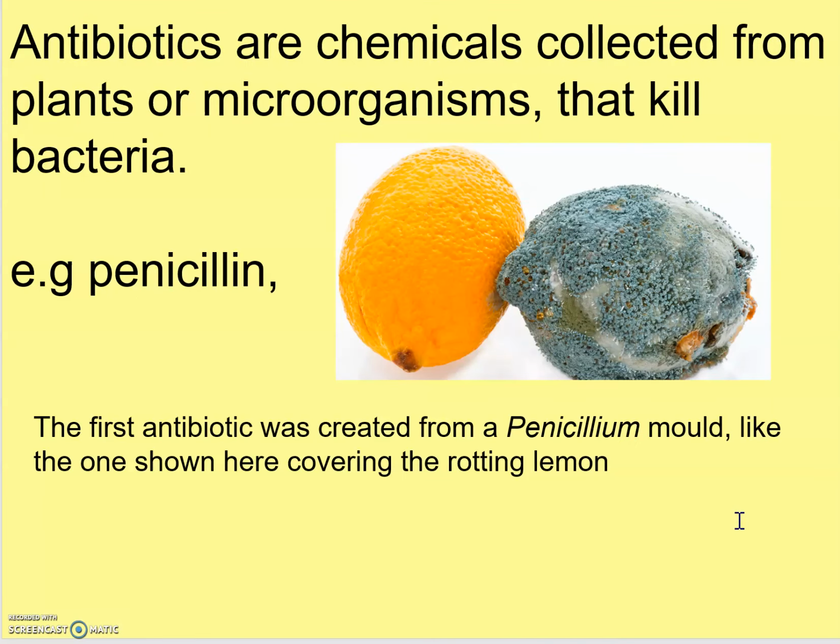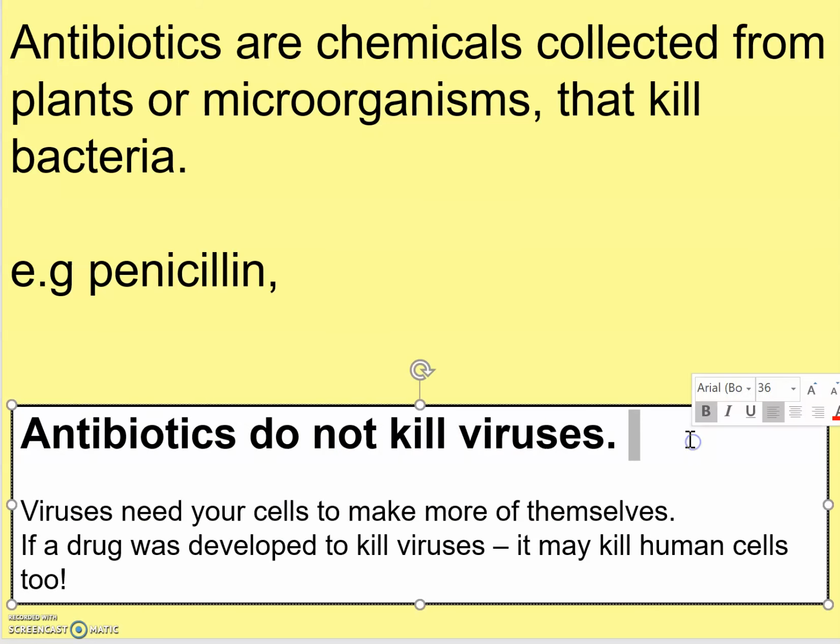We then went in to talk about antibiotics, and we said that we use antibiotics. We've taken them from various organisms because they have originally produced chemicals that kill bacteria. So this penicillium mold produces penicillin, and now we use that as an antibiotic. This is very important for us to understand that antibiotics do not kill viruses, they only kill bacteria.